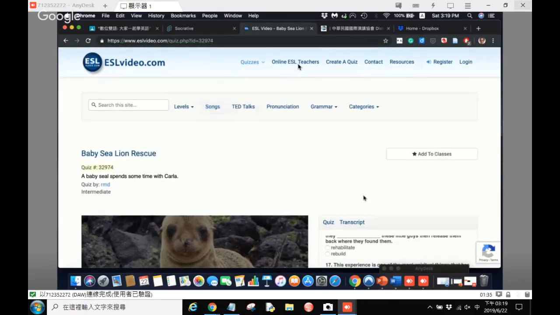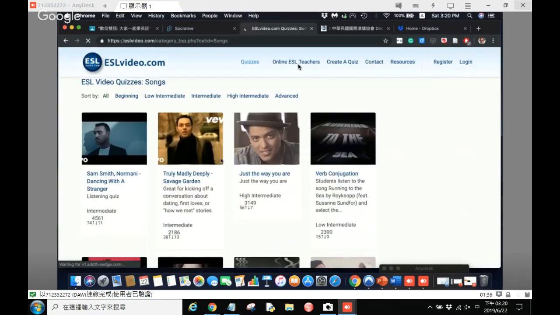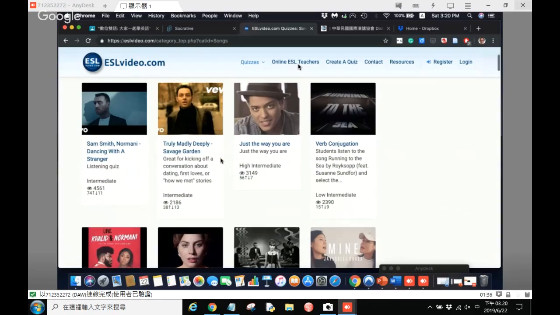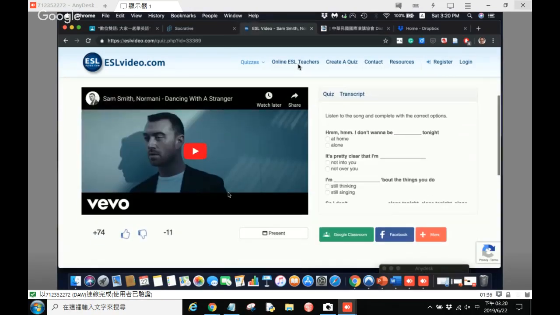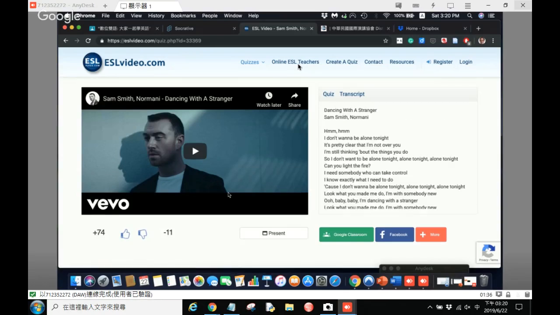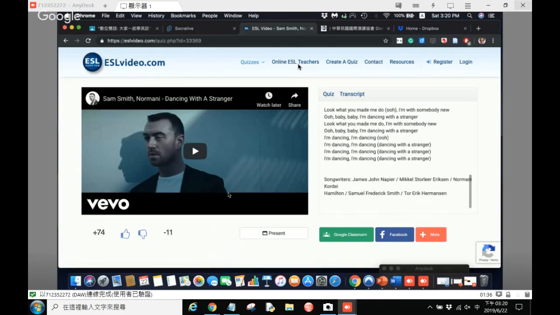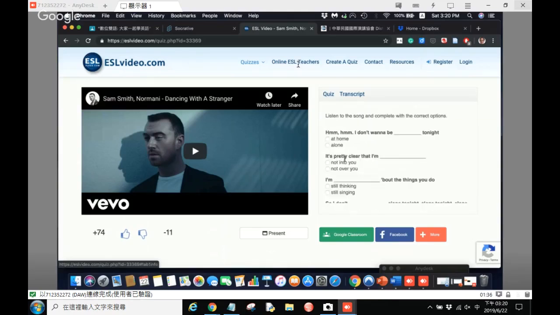They also have stuff on grammar. They have songs, which I think is quite interesting as well. So again, here's a Sam Smith song, which looks somewhat popular. I'm not a big fan, but that's okay. So again, you can listen to part of his song, and then you can look at the transcript if you want. This is what he sings. And you can take a quiz.